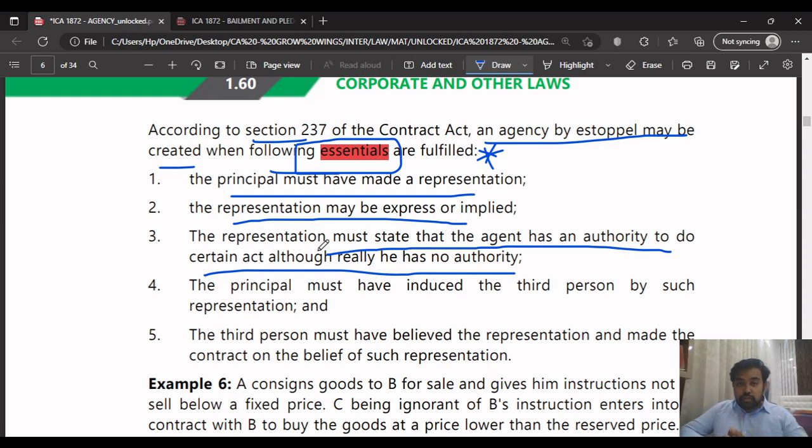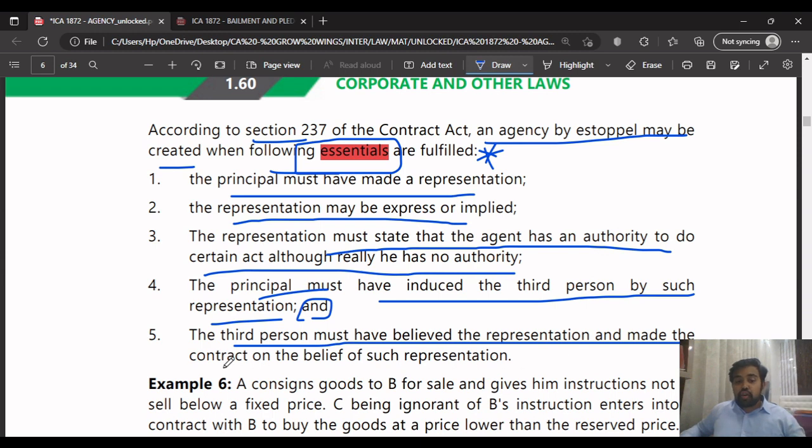So the principal must have made the representation. The representation may be expressed or implied. And the representation must state that the agent has the authority to do a certain act, although he really has no authority. The principal must have induced the third person by such representation, and the third person must have believed the representation and acted on the belief of such representation.